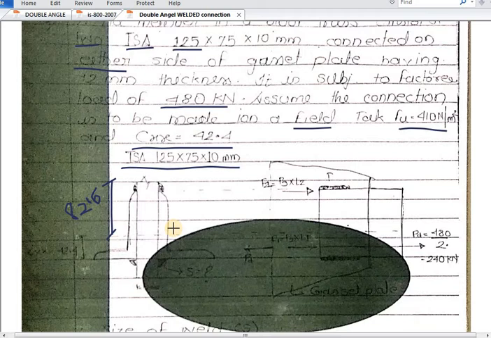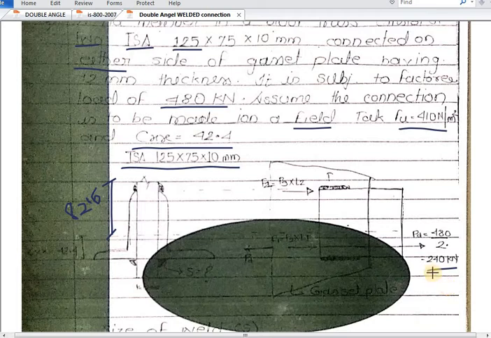Okay. So what is the load taken on single angle? Because we will find out the length of the fillet weld on single angle. Okay. We are calculating for single angle, that means the same length will be repeated for the other side also. Okay, first we will find out for single angle. So therefore 480 divided by 2, that means the load taken by single angle is 240 kilonewtons.